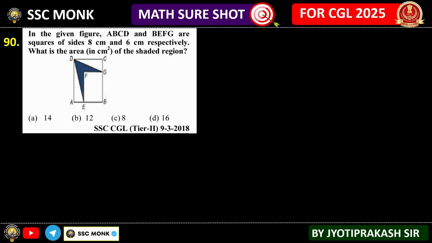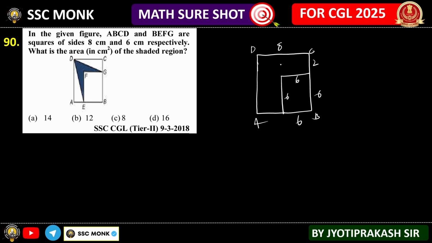Next, in the given figure, ABCD and BEFG are the squares of side 8 centimeter and 6 centimeter. So this is a square first. This square is 8 centimeter. Then here it is another square, BEFG. This is 6 centimeter. This is 6, this is 6 and this is 6. So this is 2. This one is 2.